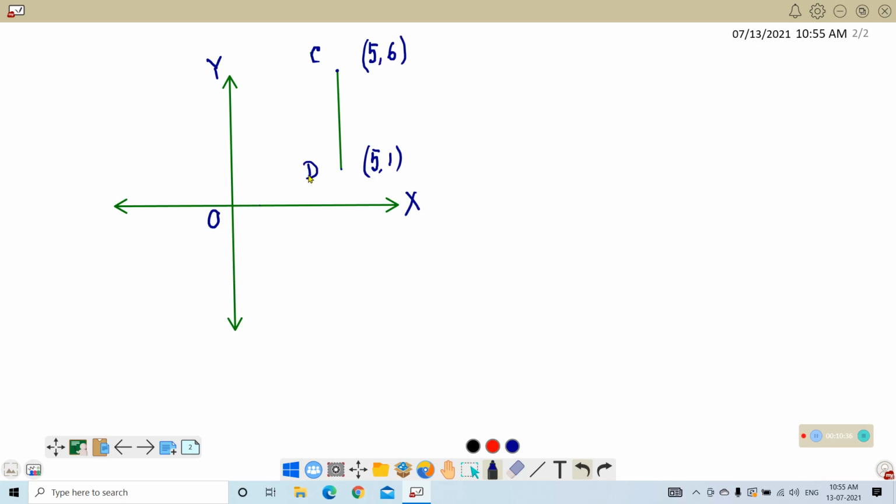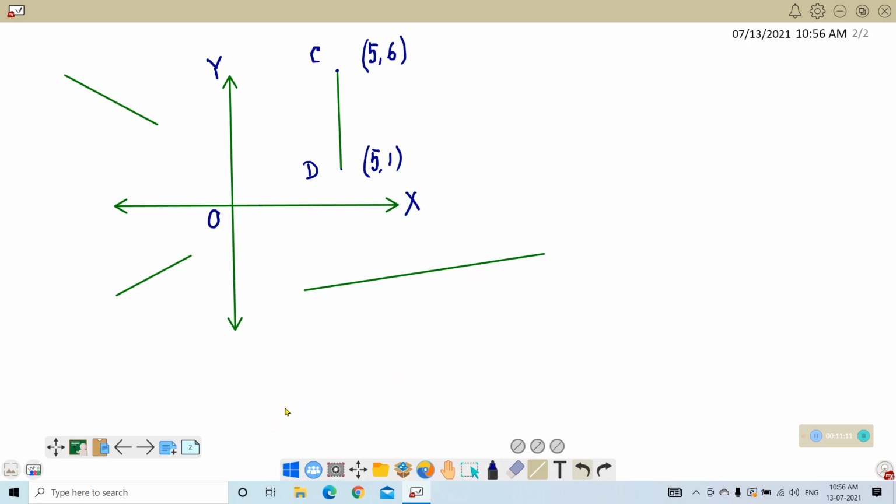This point is D. So these 2 points are connected by a straight line. So this is a line in a coordinate system. We can draw different lines in different quadrants. Suppose there is a line here. This is another line. And this is another line. This is another line.